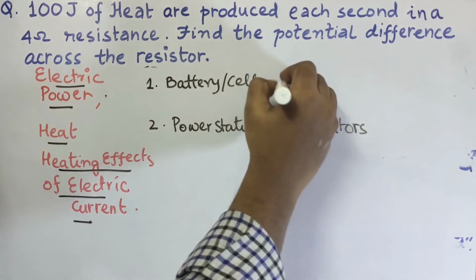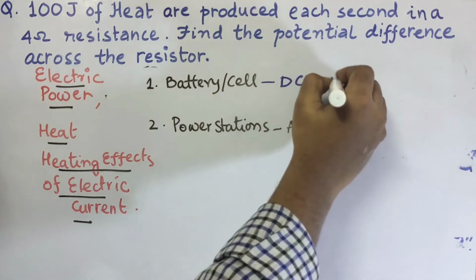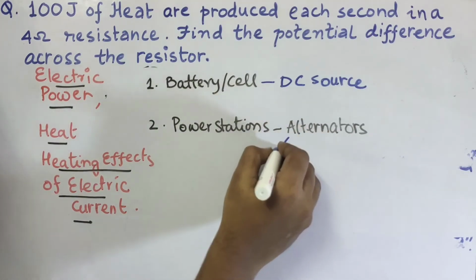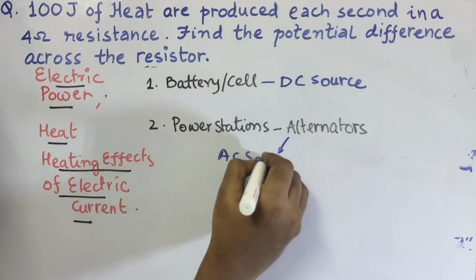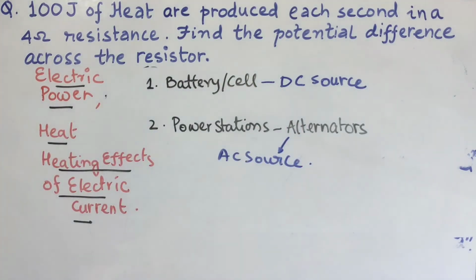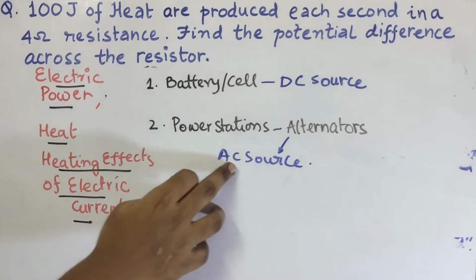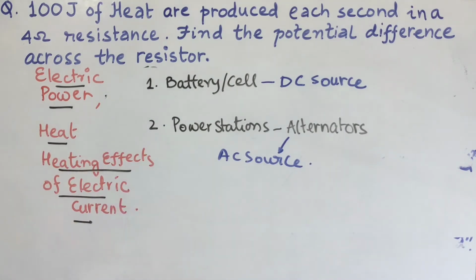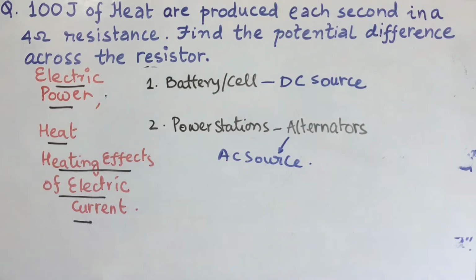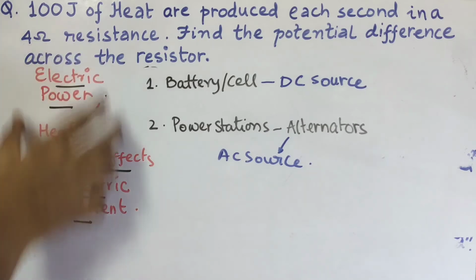Battery or cell is called a DC source. DC means direct current. Power stations and alternators are an AC source. The energy we get from batteries is a DC source, and the energy which comes to our home, on which we run our AC, refrigerators, etc., is an AC source. AC means alternating current. What DC and AC are, we'll discuss in some other video. Today we will discuss these topics.